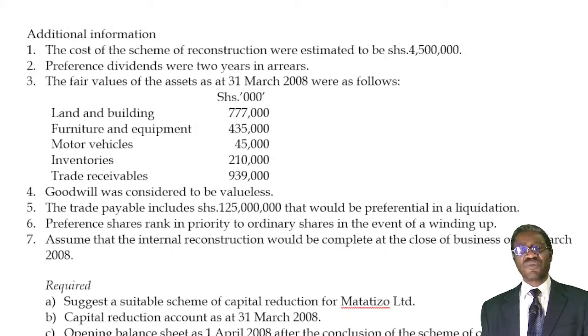You can see from note number 3, the fair values of the assets were as follows. One of them is land. So land can be realized at 777. Furniture 435. Motor vehicle 45. Inventory 210. Trade receivables 939. Good. So let's now do it.